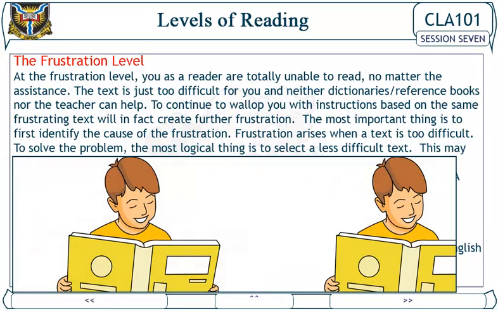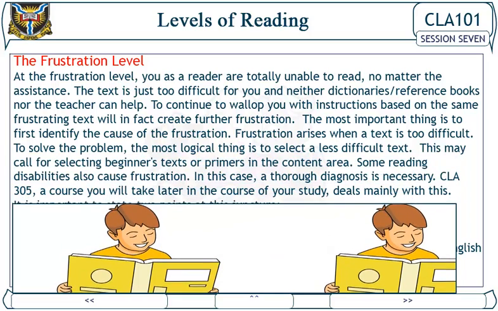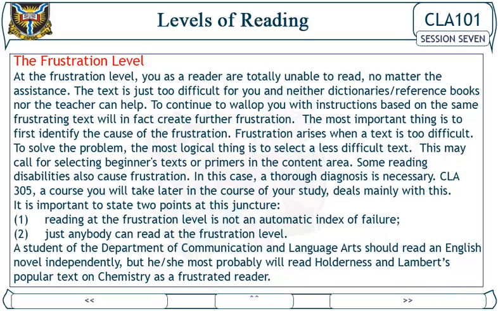The frustration level. At the frustration level, you as a reader are totally unable to read, no matter the assistance. The text is just too difficult for you, and neither dictionaries or reference books nor the teacher can help. To continue to wallop you with instructions based on the same frustrating text will in fact create further frustration. The most important thing is to first identify the cause of the frustration. Frustration arises when a text is too difficult.